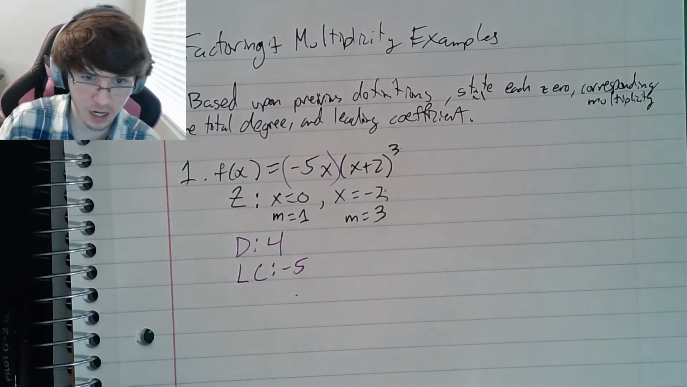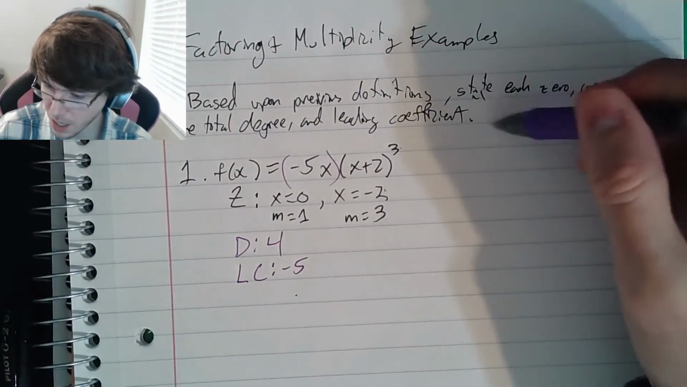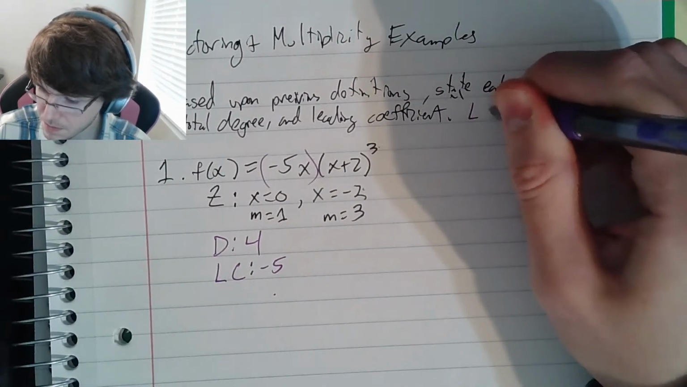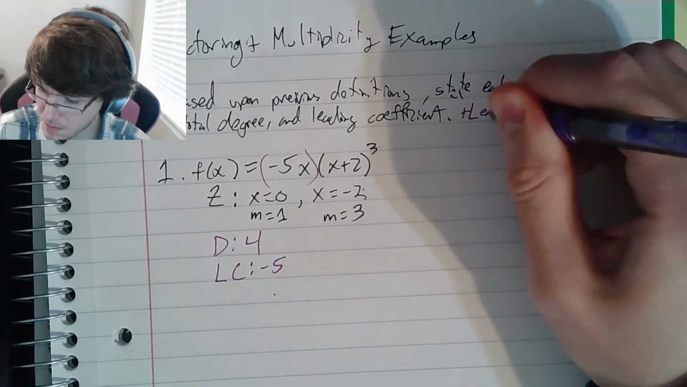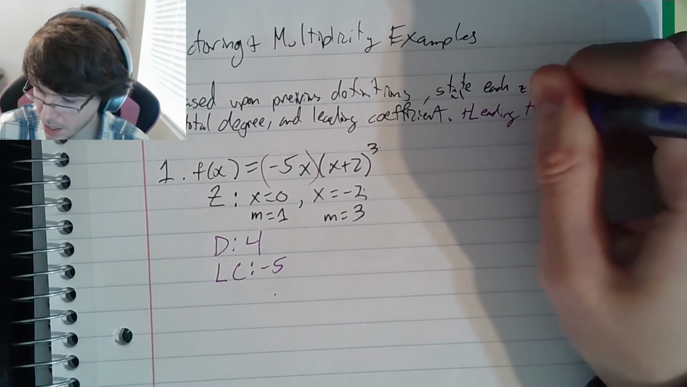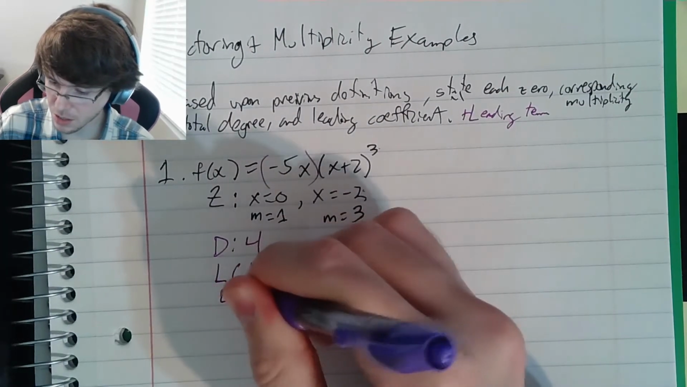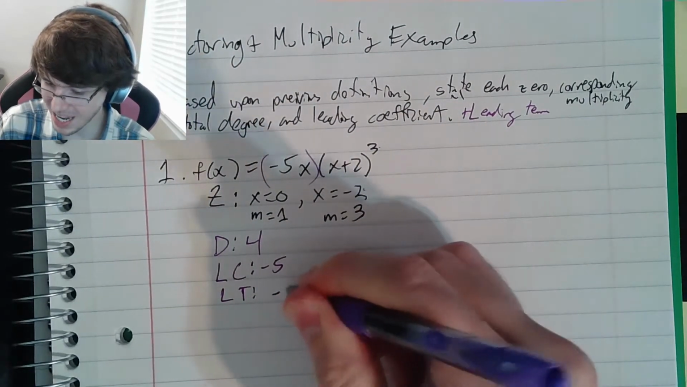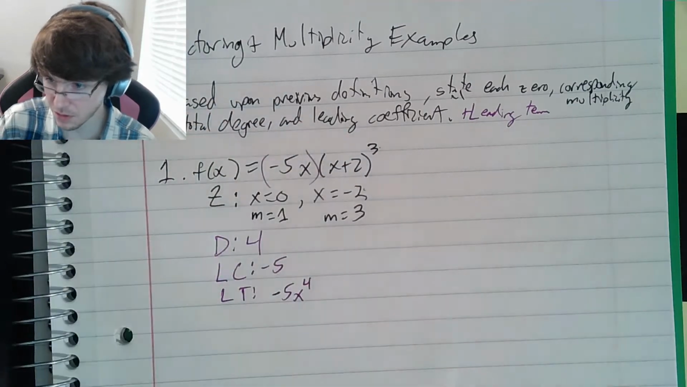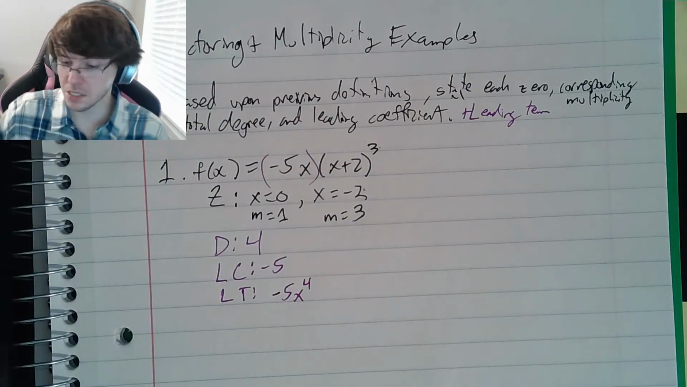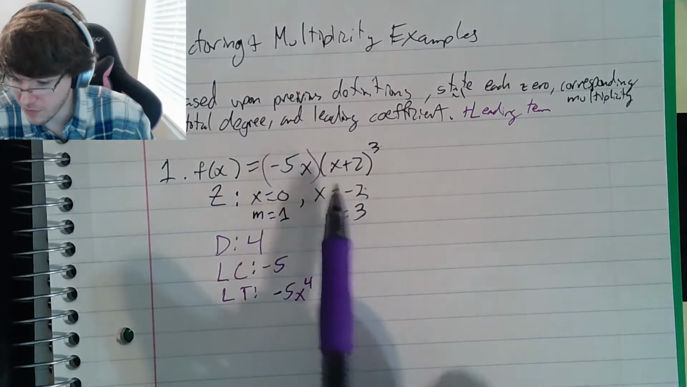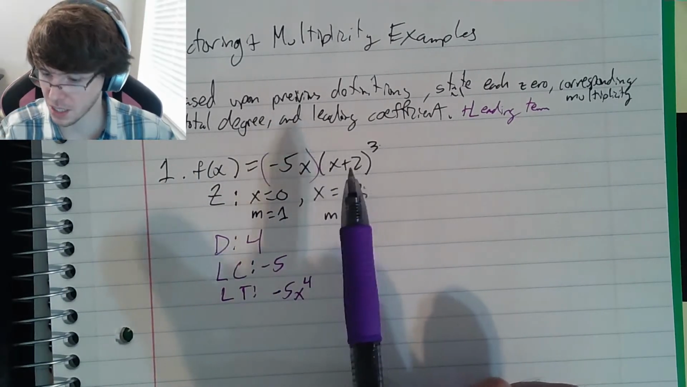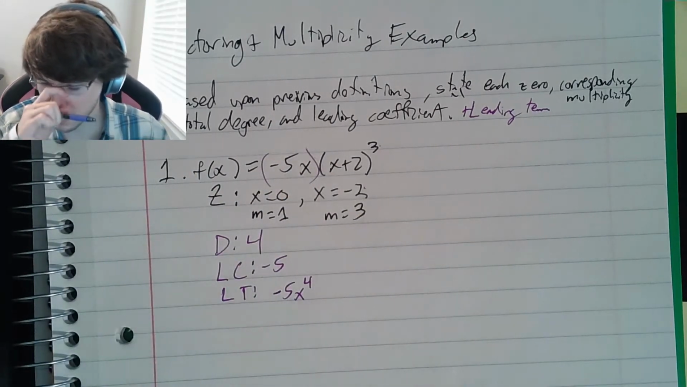I didn't actually write this as part of the actual problem, but I'm going to add it: I want the leading coefficient and the leading term. So I'm adding that in later. The leading term, therefore, is the combination of these two things. It is a negative 5x to the 4th. It's a little bit weird, but to make a long story short, if I multiplied this all out and did all the distribution, I would get an x to the 4th.